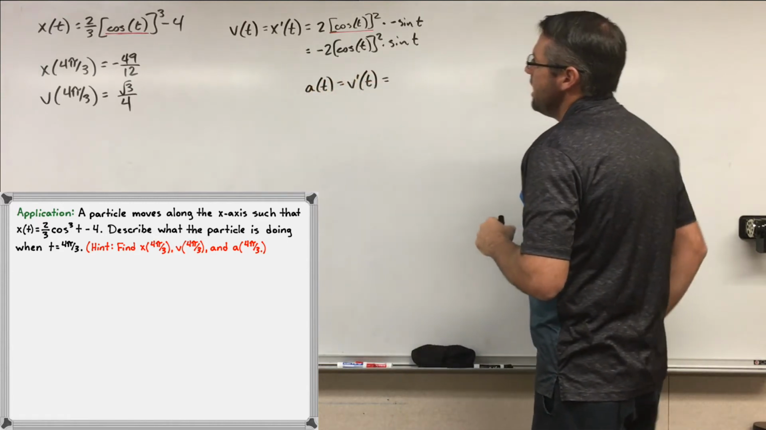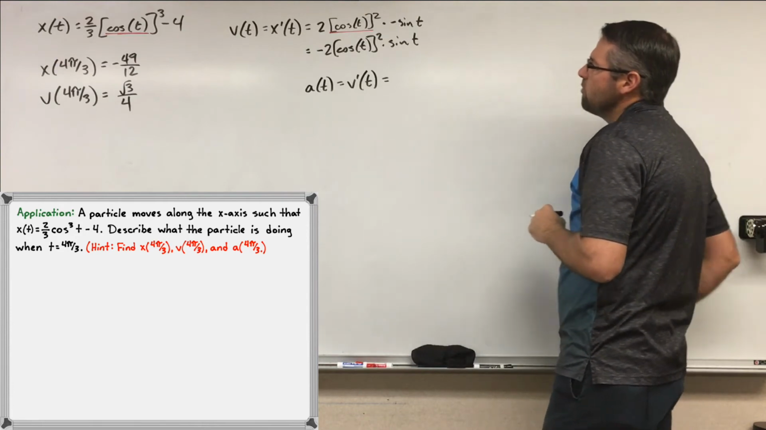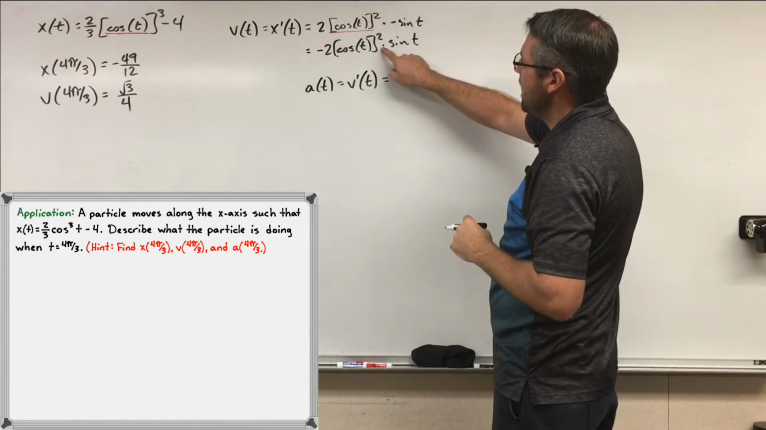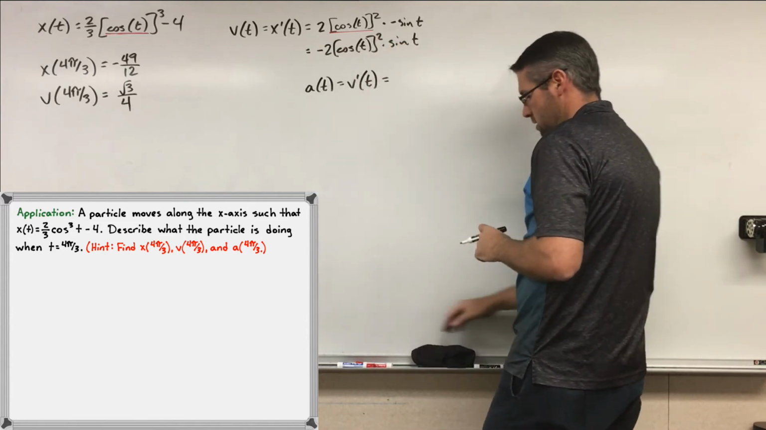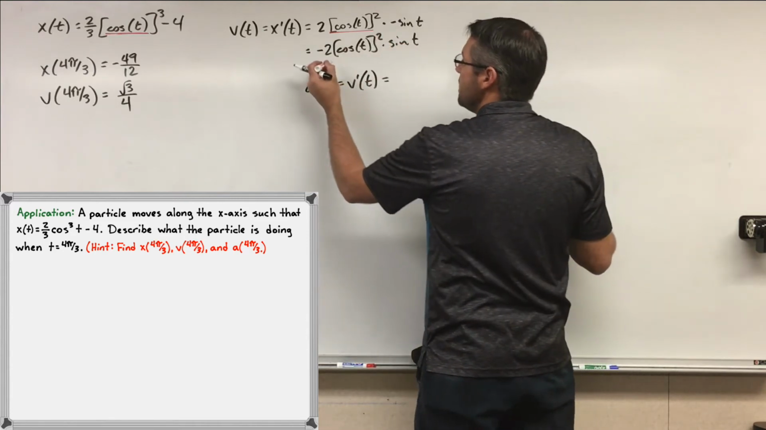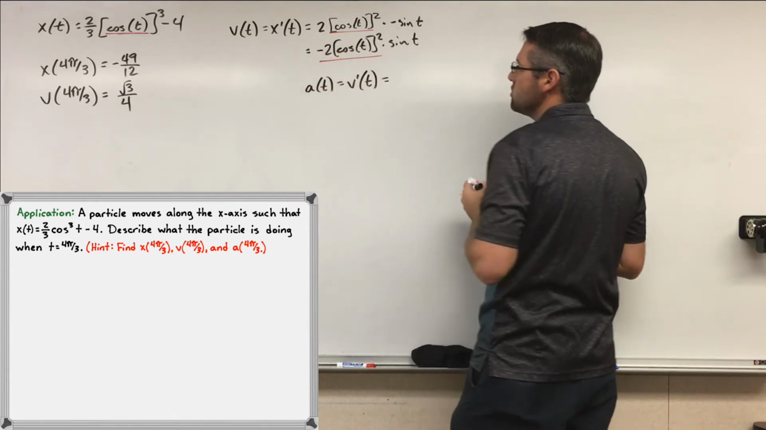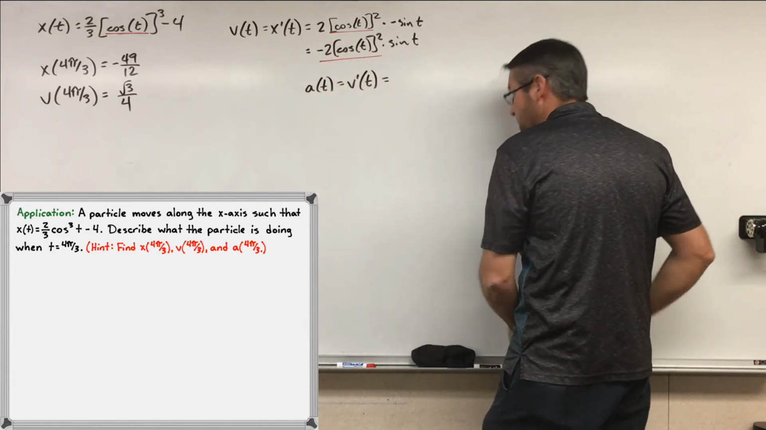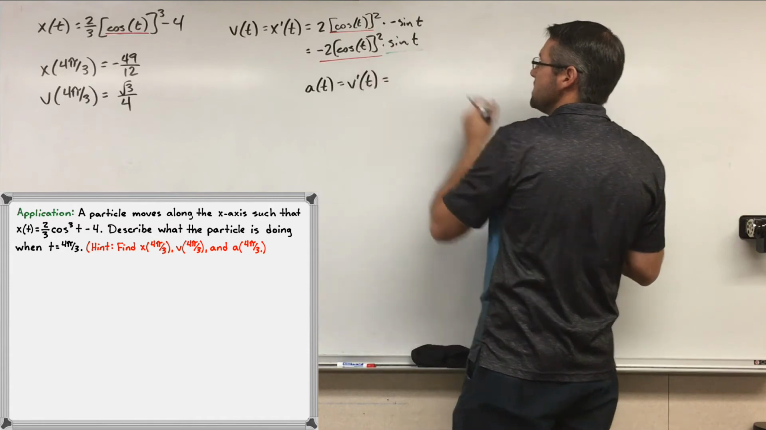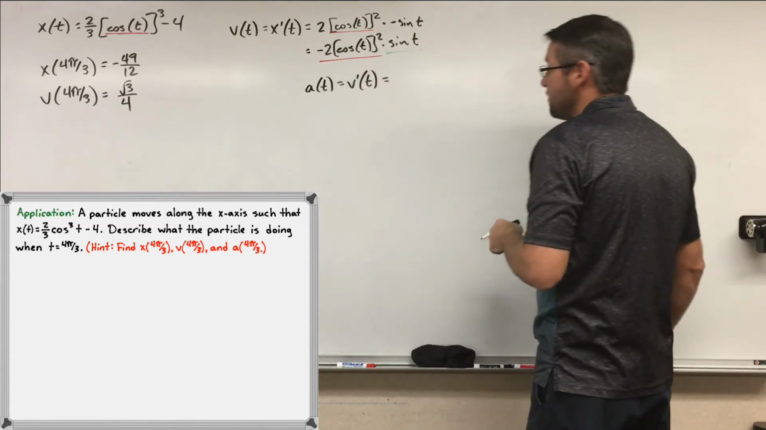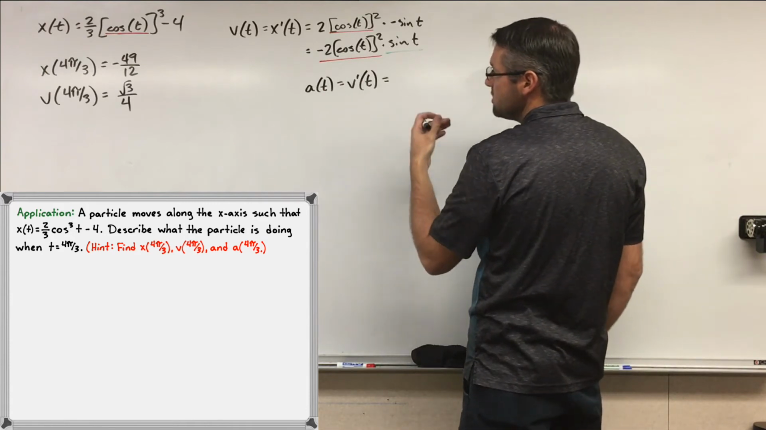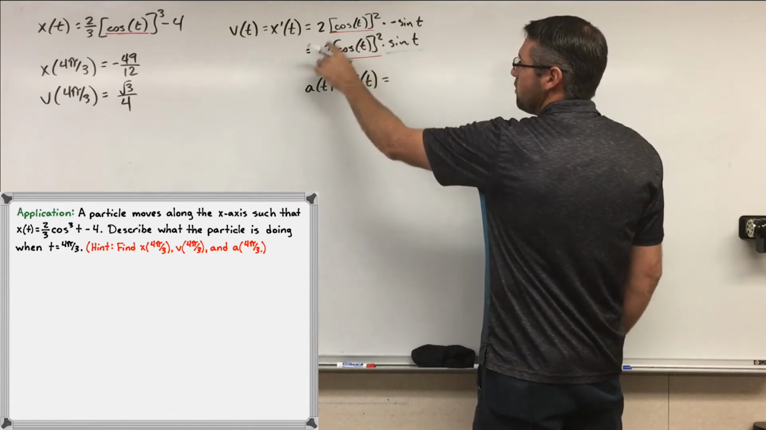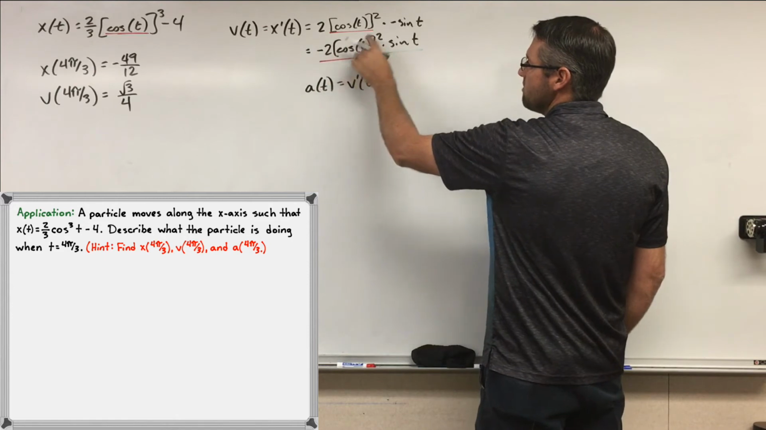Now, what do we have here? Well, we have a product and we have a composition. The first piece of this product is negative 2 cosine squared. And the second piece of this product is sine of t. So we need to figure out the derivative of the first thing, and the way we're going to do that is the chain rule. The outer function is negative 2 something squared.